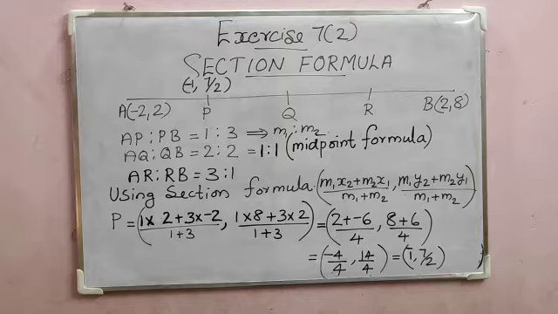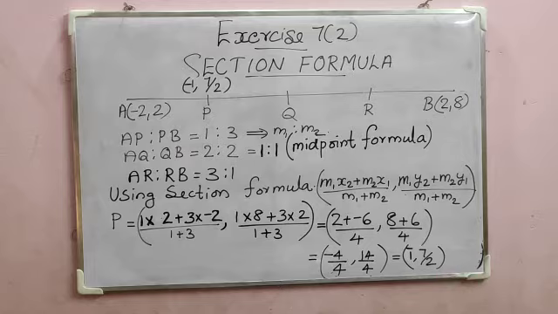Here the question wants to find the coordinates of the points which divide the line segment joining A negative 2, 2 and 2, 8 into 4 equal parts. So we can find the points P, Q and R. First we can find the value of P using the section formula: m1 x2 plus m2 x1 by m1 plus m2 and m1 y2 plus m2 y1 by m1 plus m2. So substitute the values of m1, m2. What is the value of m1? 1. And what is the value of m2? 3. And x1, y1 is negative 2 and 2. x2, y2 is 2, 8.